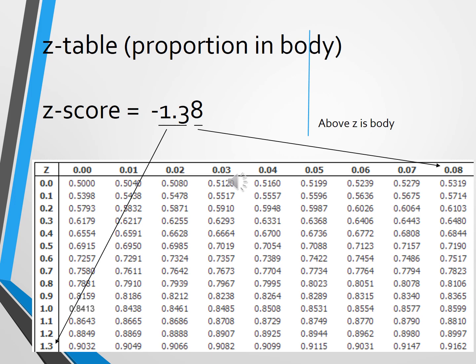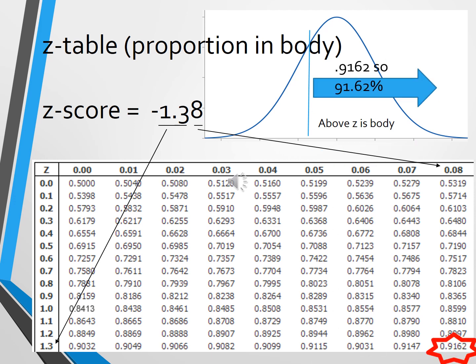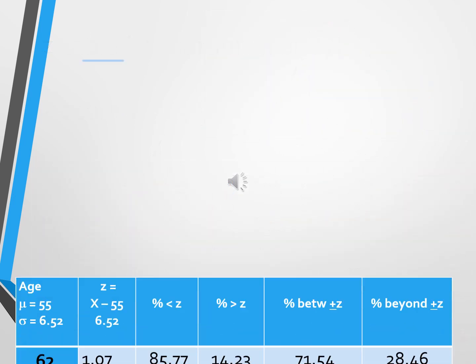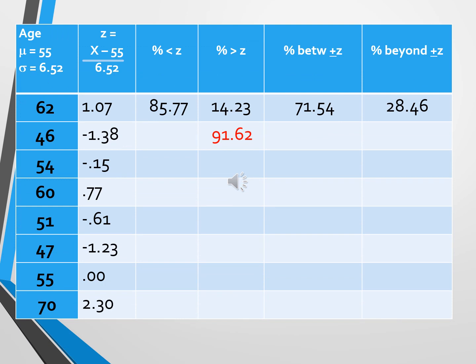So let's try again, except this Z-score is negative. So the body is above Z with a Z-score of minus 1.38. We find from the table that 91.62% of the scores are above that Z-score. And the table won't have plus and minuses on it because the Z-score is symmetric about the middle. So whatever is true for the plus side is true for the minus side. And we put that 91.62 under the column for percent above Z.